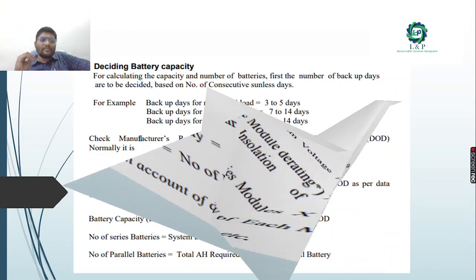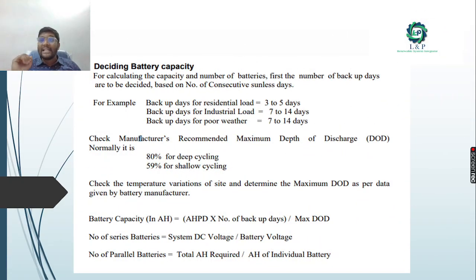Okay. And the next thing is deciding the battery capacity. Battery capacity is very important, because for a residential load you might have a battery backup for 3 to 5 days. For industrial loads, you need 7 to 14 days. And most importantly, in places with poor weather conditions, you also need 7 to 14 days. So always keep this in mind, whether you are going to design for a normal residential setup or for industry. When you are planning in such ways, keep in mind that our system should provide at least this much backup.